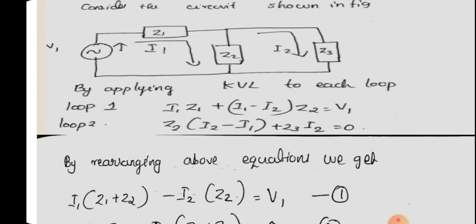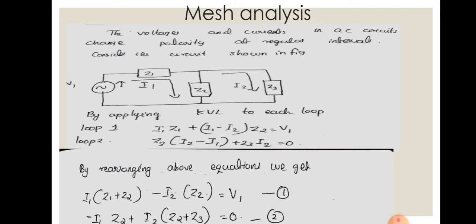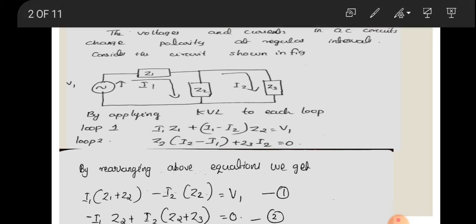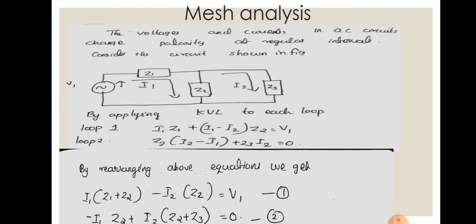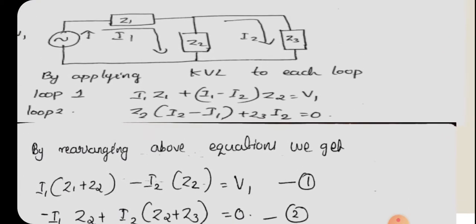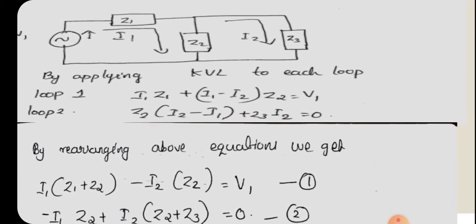These are the two equations, and we can rearrange them because the unknowns are I1 and I2. In terms of I1 and I2 we can write the equations as I1 into (Z1 plus Z2) minus I2 into Z2 equal to V1. That is the first equation. And next, minus I1 into Z2 plus I2 into (Z2 plus Z3) is equal to 0. That is the second equation. These are the two equations that contain two unknowns, I1 and I2. We can solve them either by using Cramer's rule or by direct cancellation.